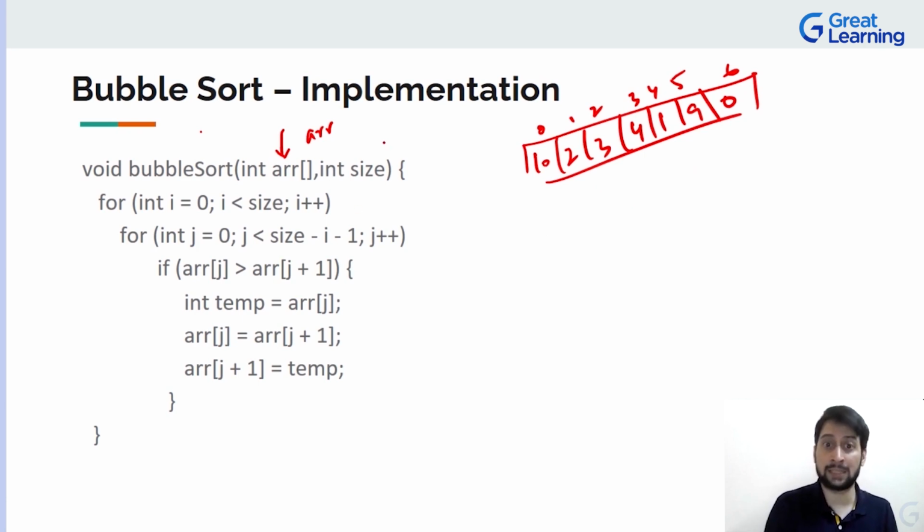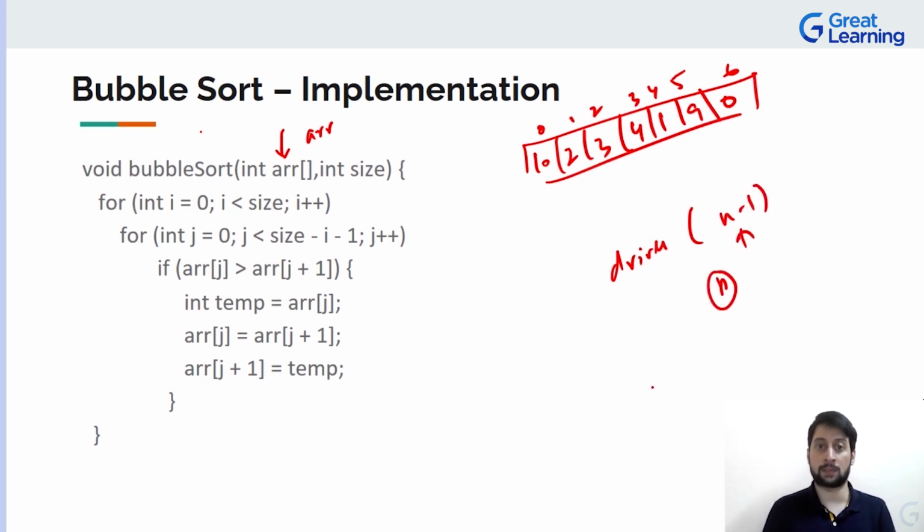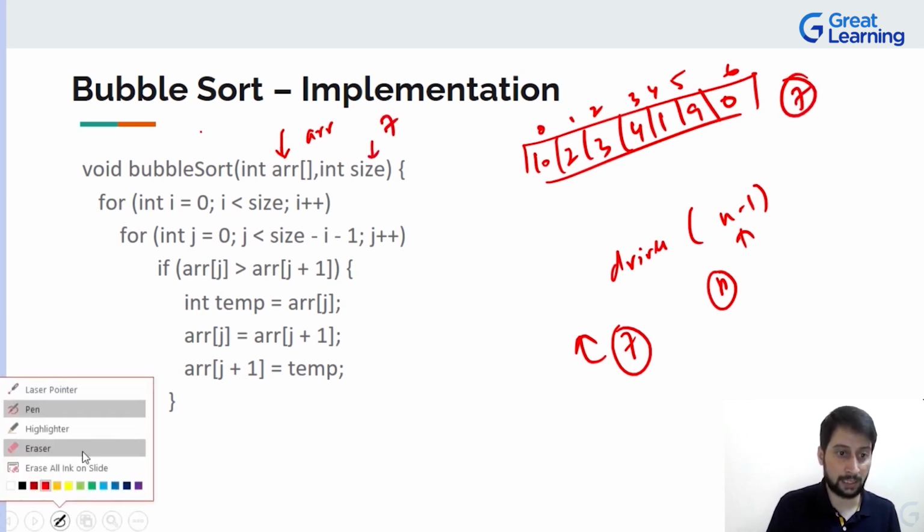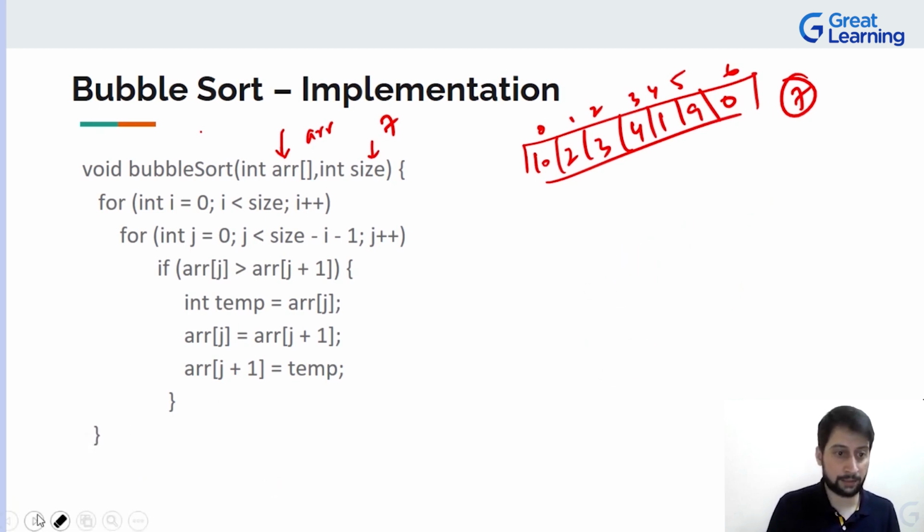And the size, now this is very important. What are you passing from the driver method? Are you passing n minus 1 as your length, or are you passing n? It depends upon what you are passing. Let's suppose I am passing the length of the array, which is 7, since we have index 6. So size is 7. Let me clear out this screen a little bit.